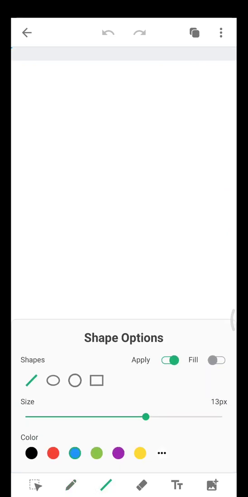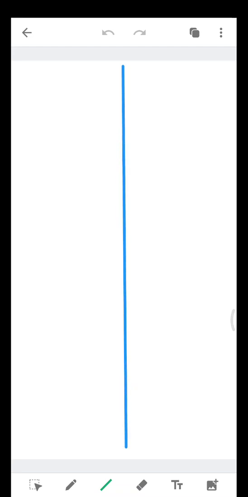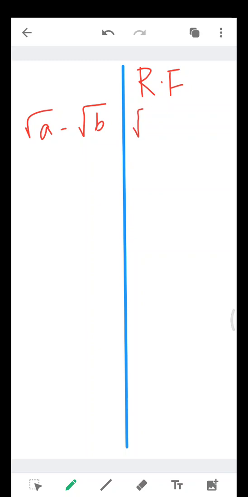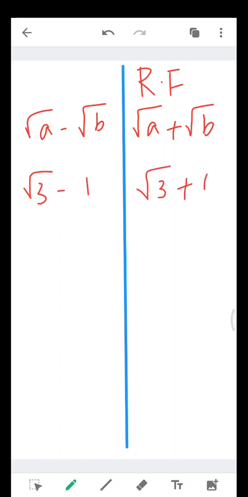So let's quickly see rationalizing factors of a few terms. Let me draw a line here and let's write a few rationalizing factors. So here this is the rationalizing factor RF and this is a term here. If you have root a minus root b, its rationalizing factor is root a plus root b. What happens? Only the sign will change. If you have root 3 minus 1, its rationalizing factor is root 3 plus 1. Then what is the rationalizing factor of root 3 plus 1? Root 3 minus 1, isn't it?